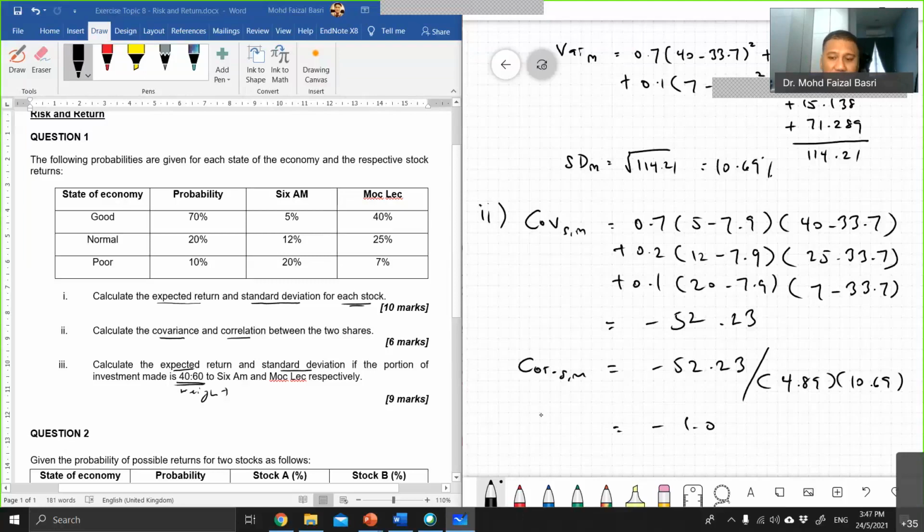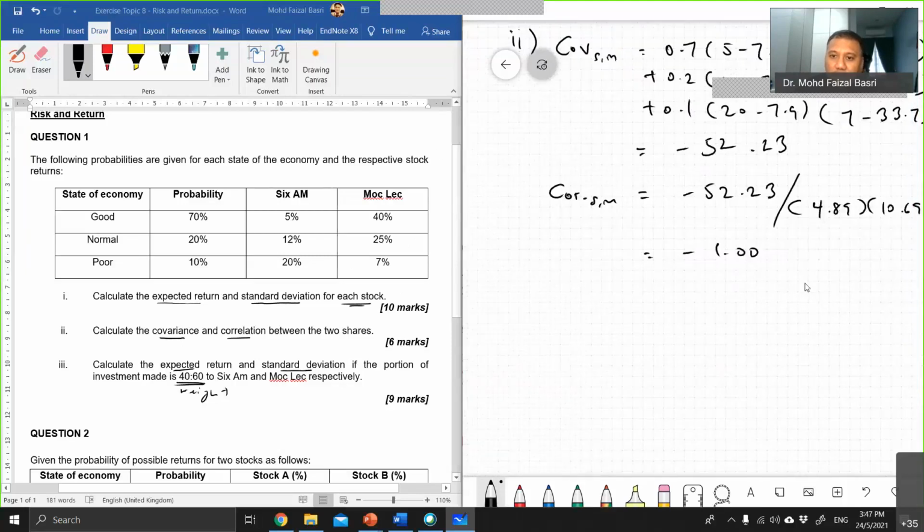What does it mean? These two stocks have a very strong negative relationship. They move in a totally opposite direction from each other. So that's the correlation. We have 6 marks for this covariance plus the correlation. And finally, number 3.